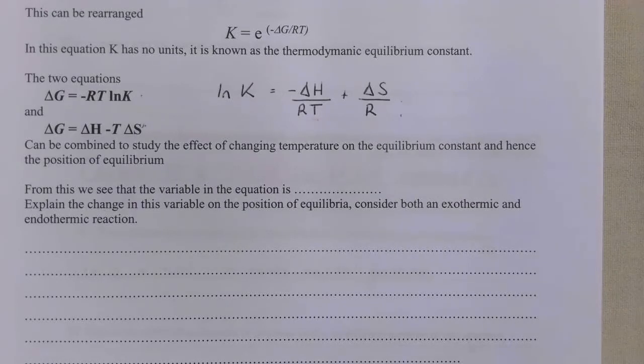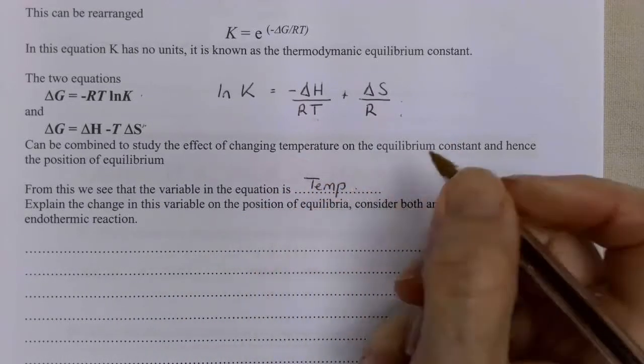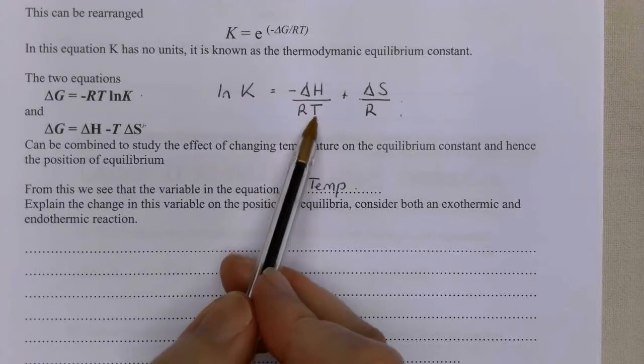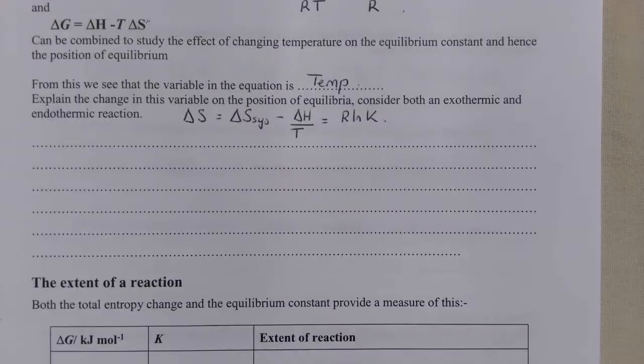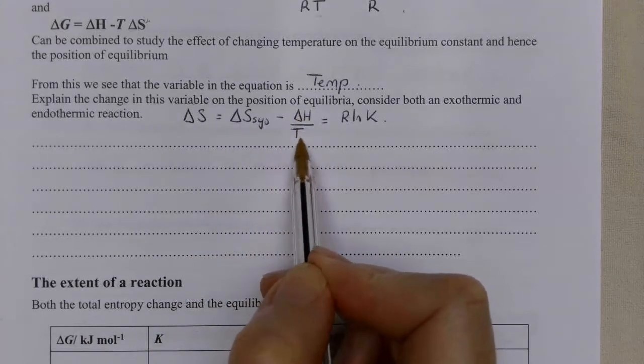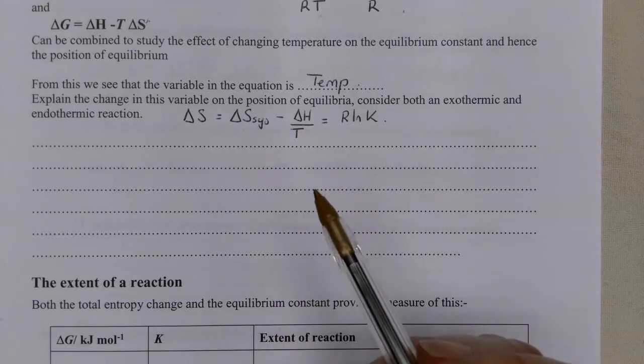So it comes back to something we know already, that the equilibrium constant value is only changed by temperature. So that is the only true variable, temperature. So our equilibrium constant will remain constant no matter what the concentrations or the pressure. The only thing which will affect it is the temperature. So using our delta S total equation, we have delta S total is delta S system minus delta H over T, and that is also equal to R ln K. So we're going to be using this expression.